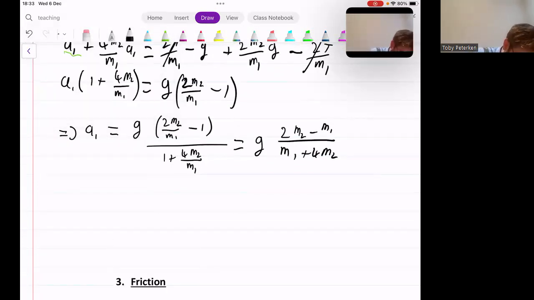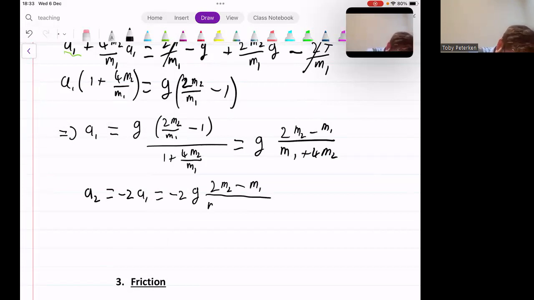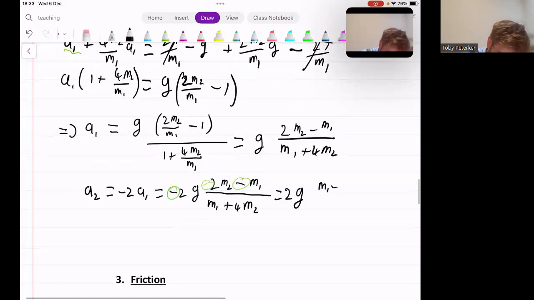And then finally, to get a2, we said it was negative 2 times a1. We can just put the minus 2 in front, and then we can maybe simplify this slightly. I've taken the minus sign here and used it to swap the signs in the numerator up here.